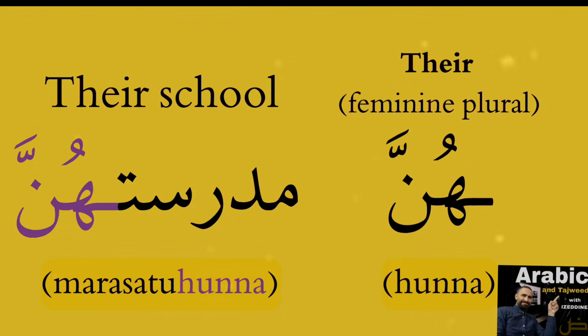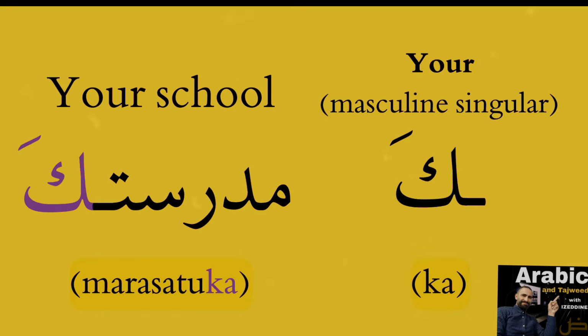Now, their school, we mean feminine plural. Okay? We mean the females. مدرستهن. We don't say مدرستهم. Okay? مدرستهم for males, but for females, مدرستهن. Three or more females. كتابهن. منزلهن. سيارتهن. Their car. قلمهن. Their pen.